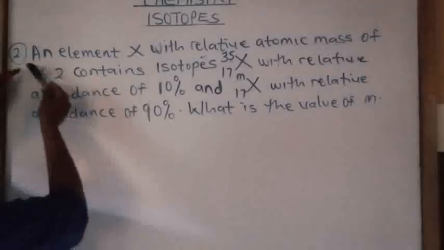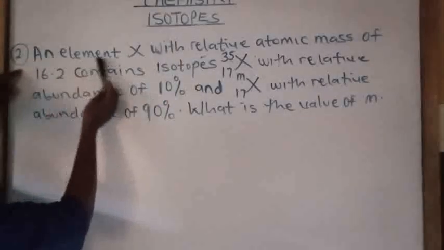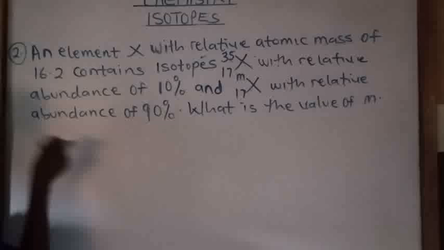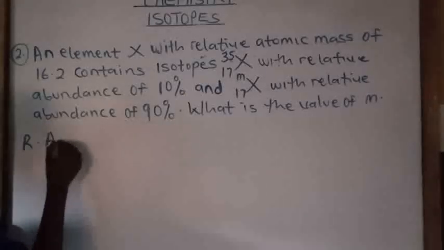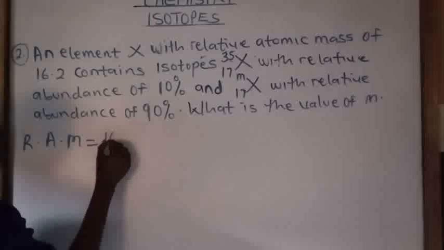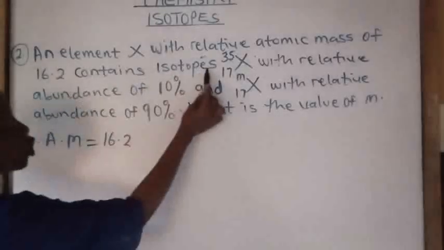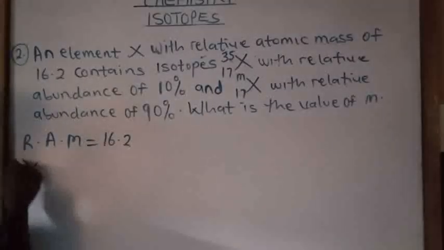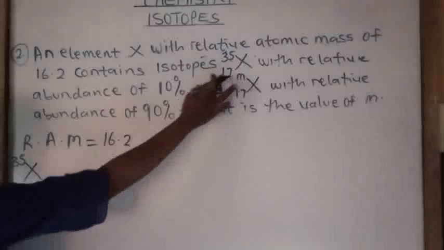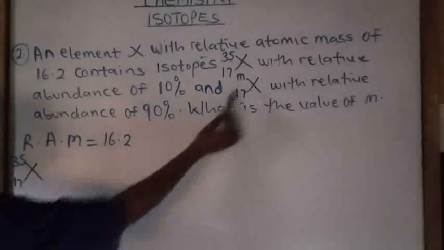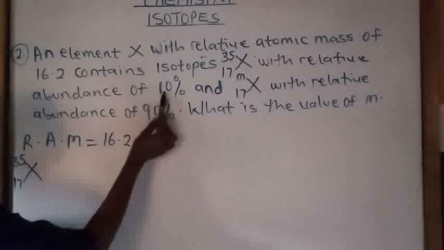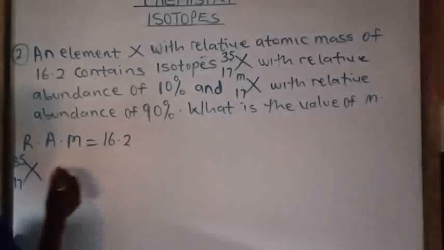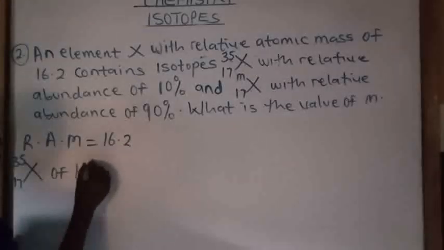So let's solve question 2 on isotope. An element X with relative atomic mass of 16.2 contains isotopes. The first isotope has a mass number of 35 and atomic number of 17, with relative abundance of 10%.